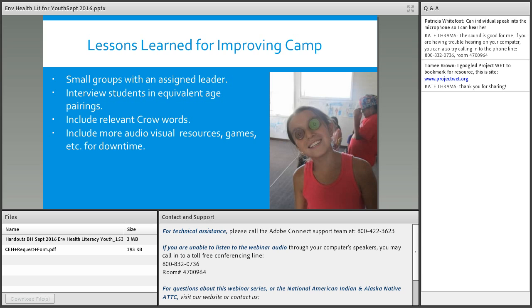But we still thought that although we had read in the literature that that was a good way to go, some of our interviewers talked about how the kids kind of just copied what the other kids said, so it might work better just to interview them individually.